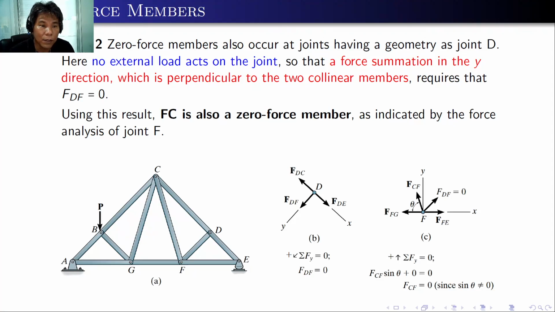The other case, case 2, is that zero force members also occur at joints having a geometry like joint D. Look at the figure below. Here, no external loads act on the joint, so the force summation in the y direction, which is perpendicular to the two collinear members, requires that FDF should be equal to 0. So using this result, FC is also a zero force member as indicated by the force analysis at joint F.